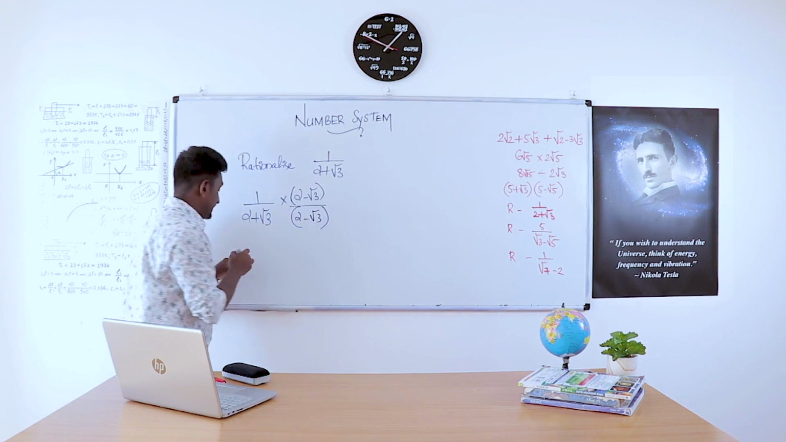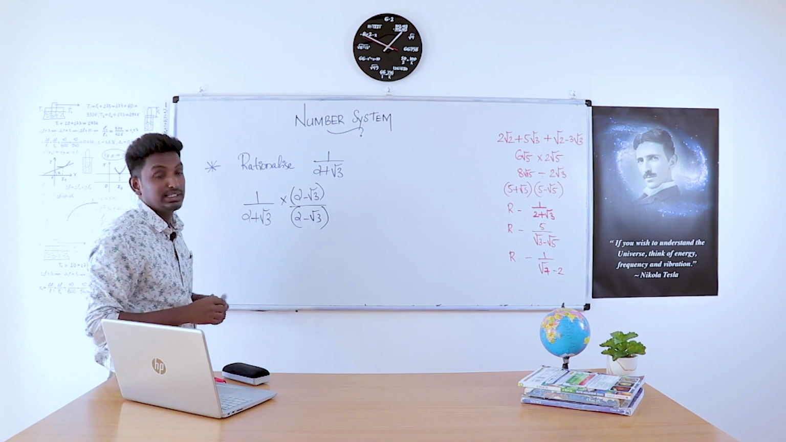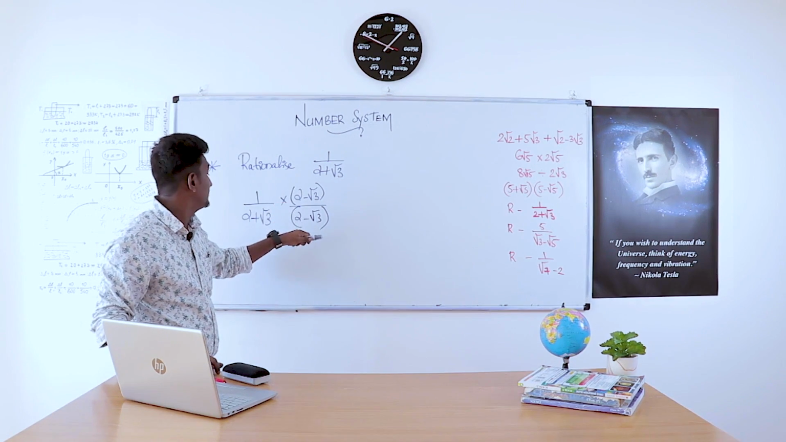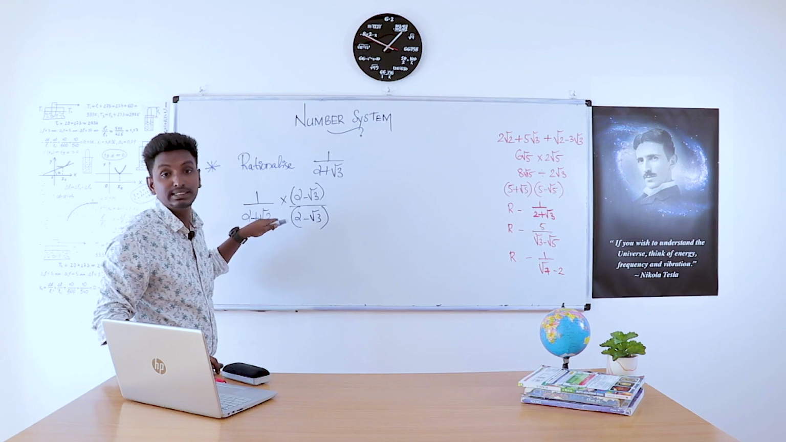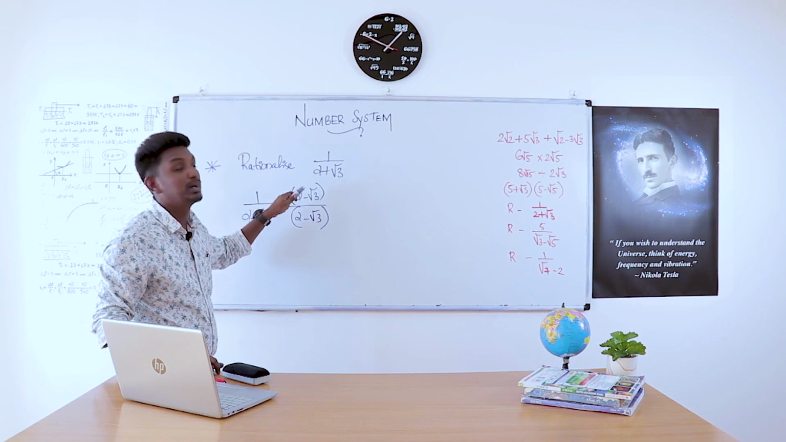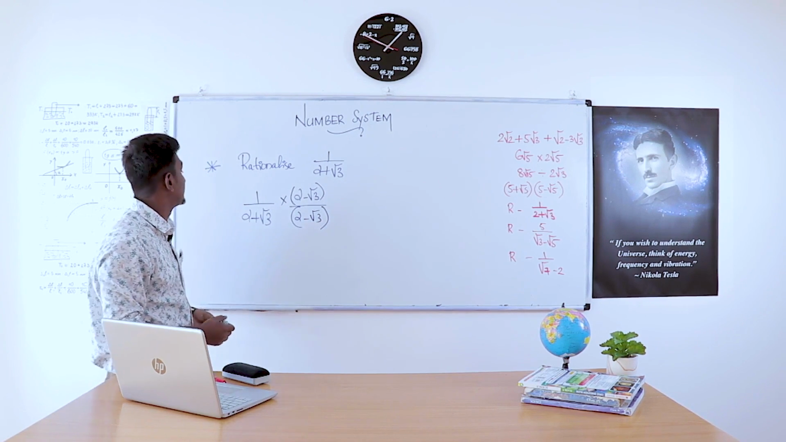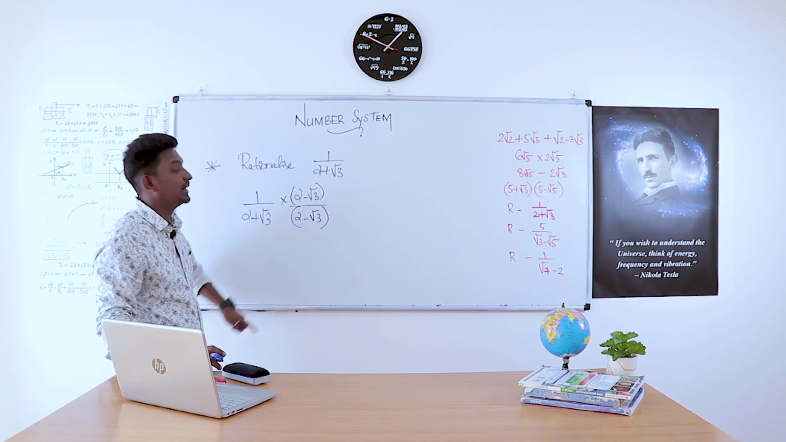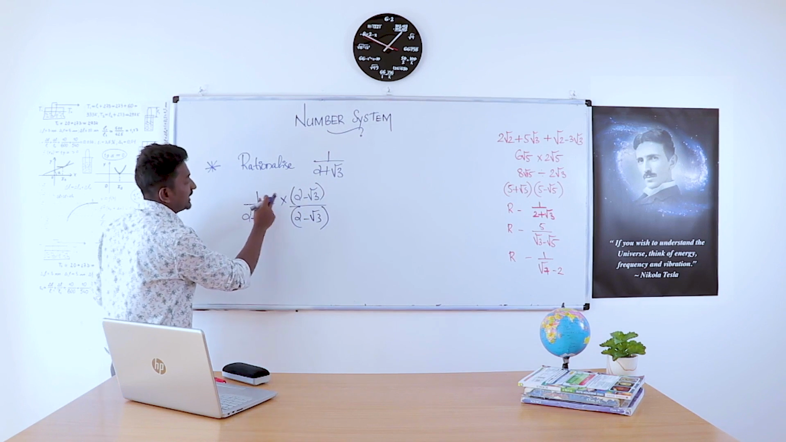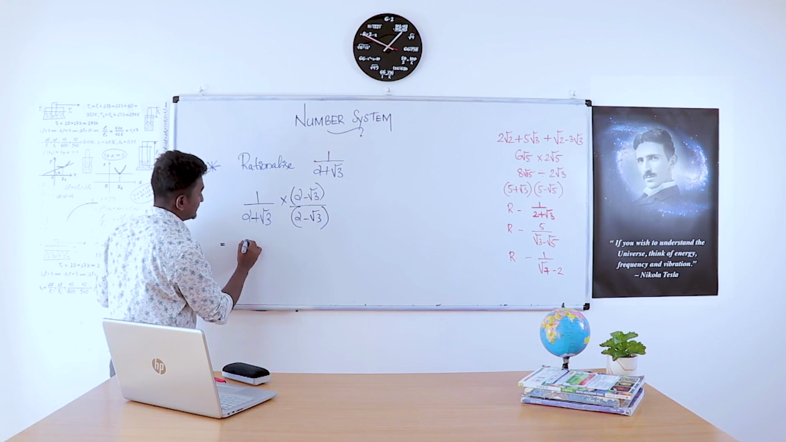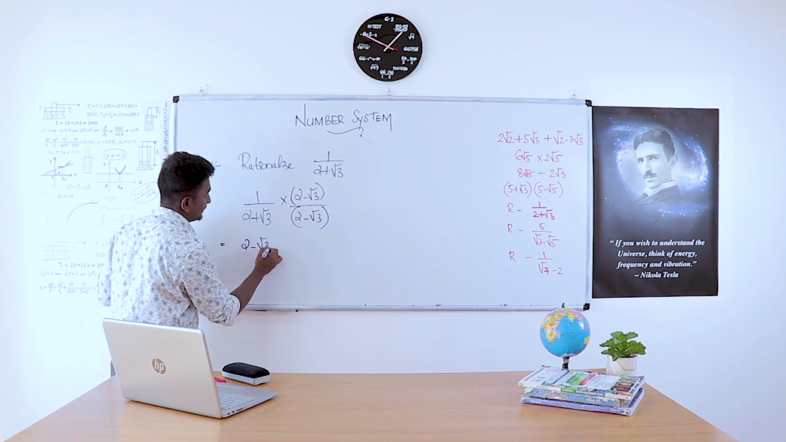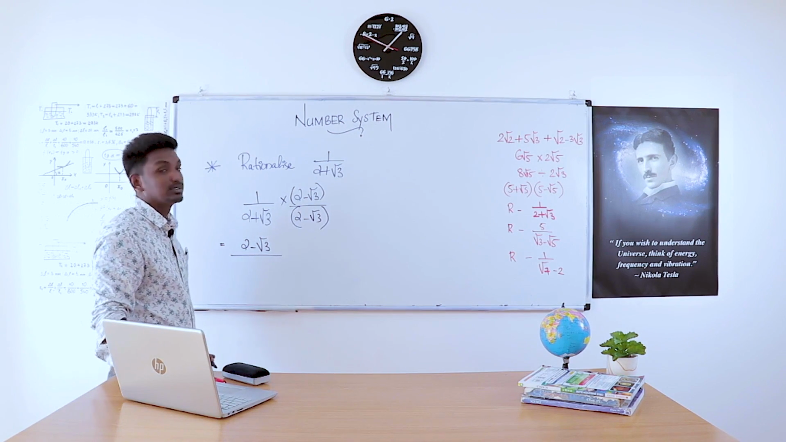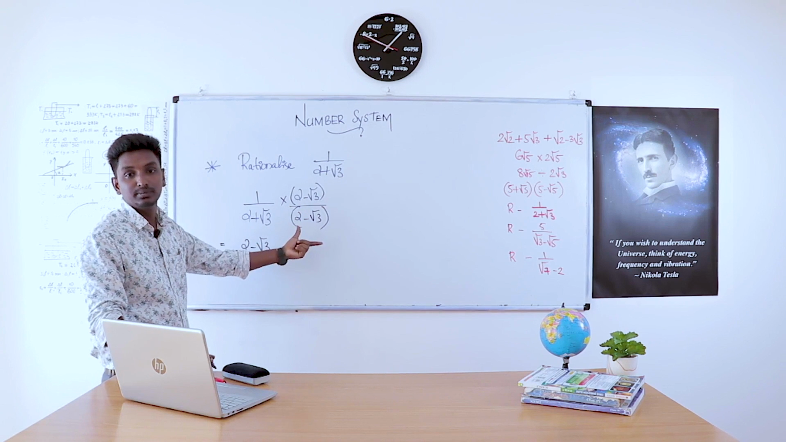In numerator and denominator. If 2 plus root 3 is here, then multiply with 2 minus root 3 in the numerator and denominator. If 2 minus root 3 is here, then multiply with 2 plus root 3 in the numerator and denominator. Thus, 1 by 2 plus root 3 into 2 minus root 3 by 2 minus root 3. Then 1 into 2 minus root 3 gives 2 minus root 3, divided by 2 plus root 3 into 2 minus root 3. That is a plus b into a minus b.